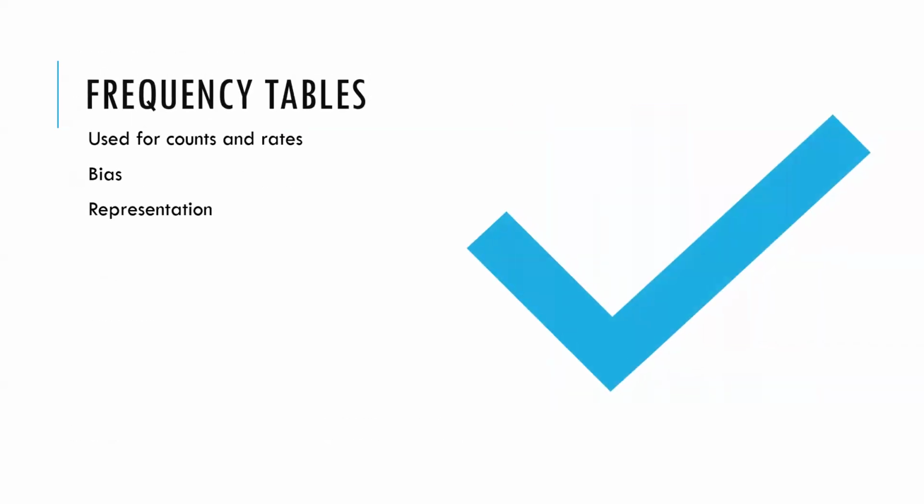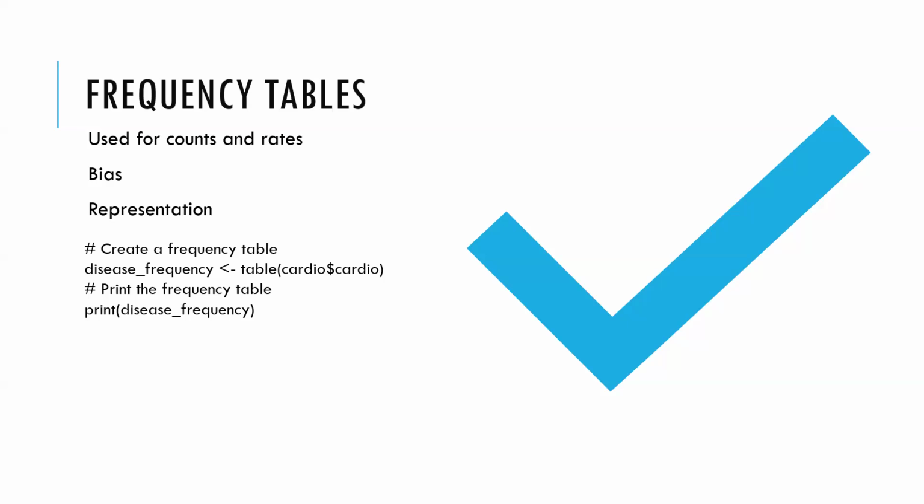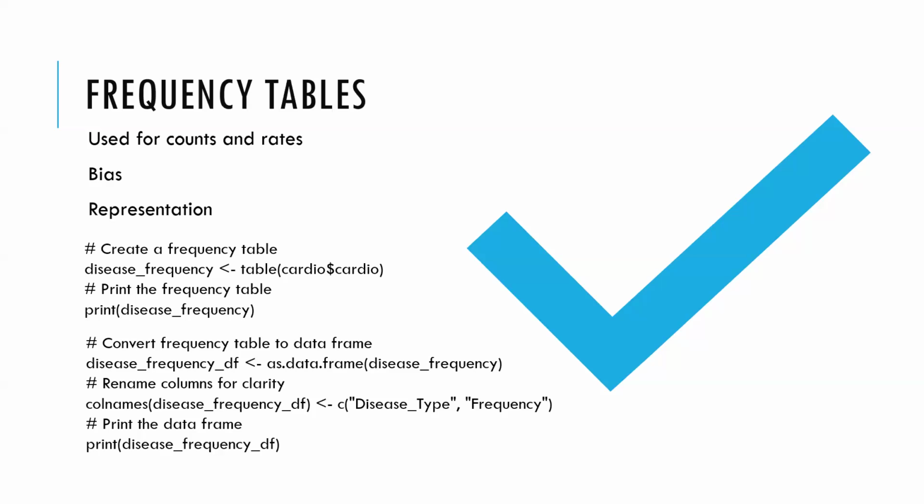You can also be doing frequency tables. I showed you an example already, but you're looking at counts and rates. It's a very good way to look for bias. Do you have equal numbers by gender, by race, by other factors that could be introducing bias into your sample? So really, how representative is your sample? So in your notes page, you can run a frequency table, and you can also convert that frequency table into a data frame and print that data frame.